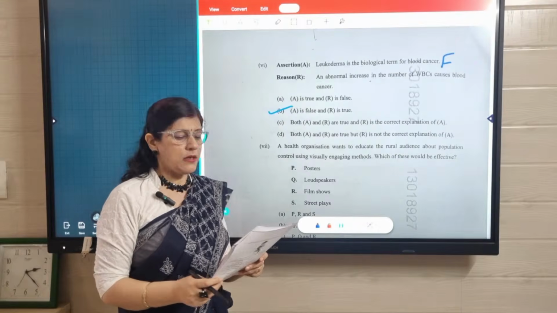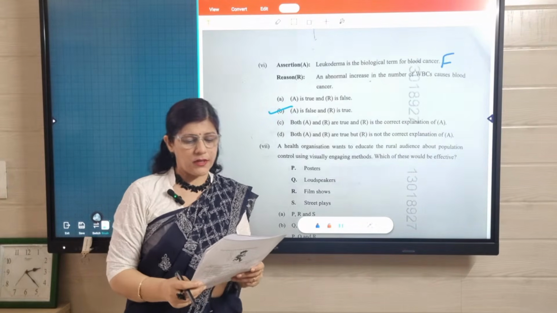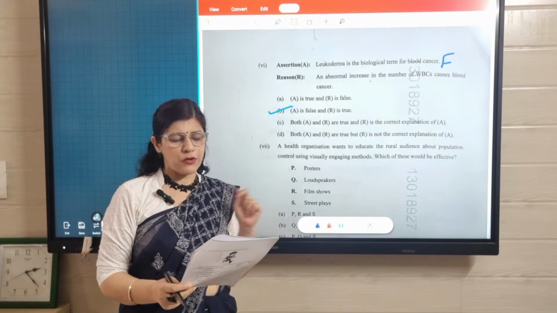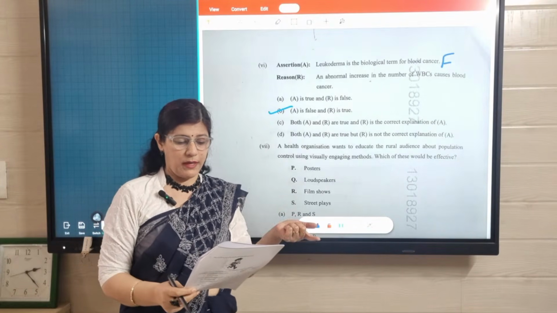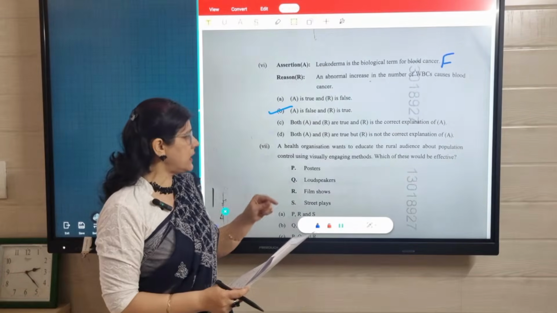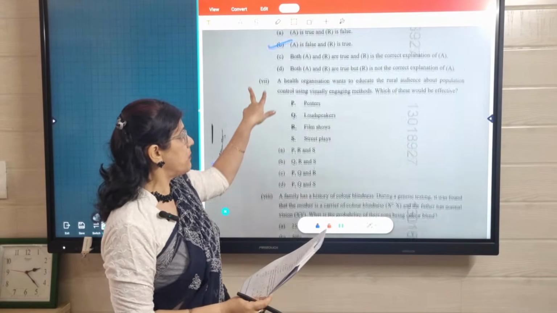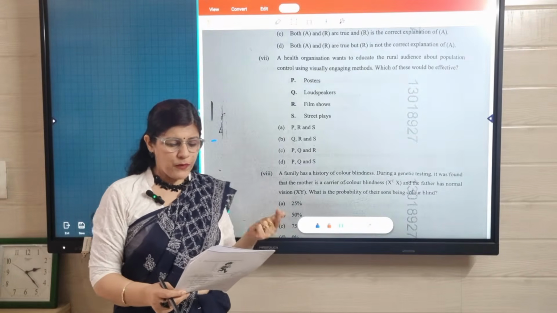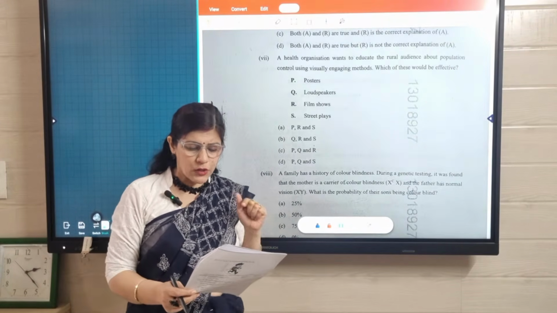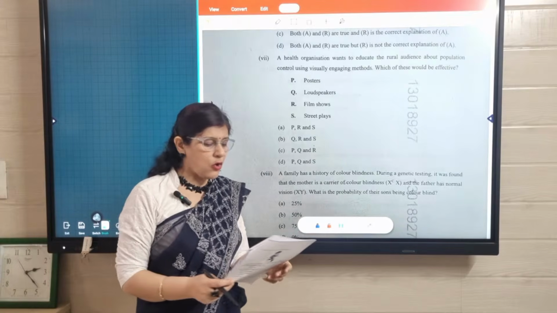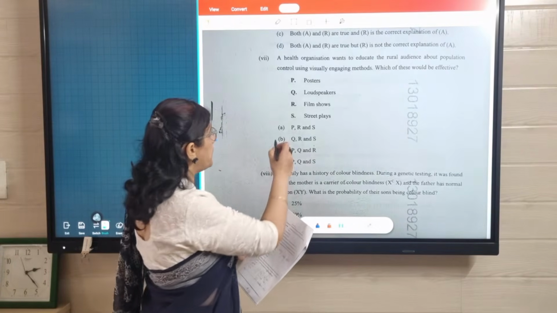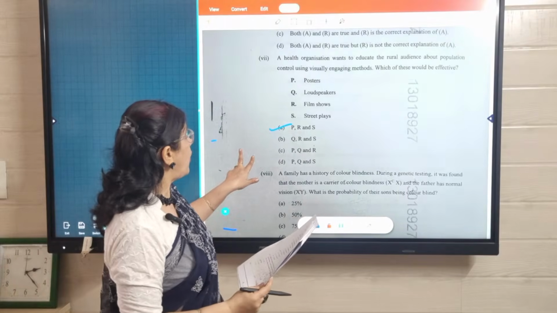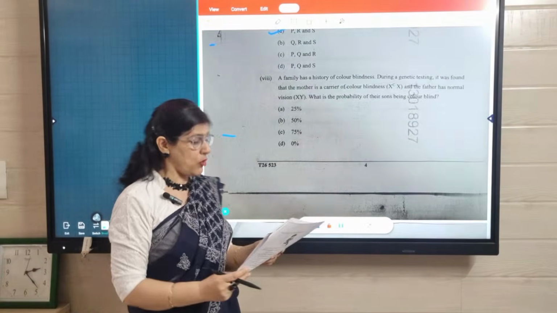In the seventh part, a health organization wants to educate a rural audience about population control using visually engaging methods. The question itself says visually engaging methods. Which of these would be effective? Posters are effective, they are visually engaging. Then film shows and street plays are all visually engaging, but loudspeakers are an auditory method only. So P, R and S. Option A is correct because all are visually engaging for rural people.